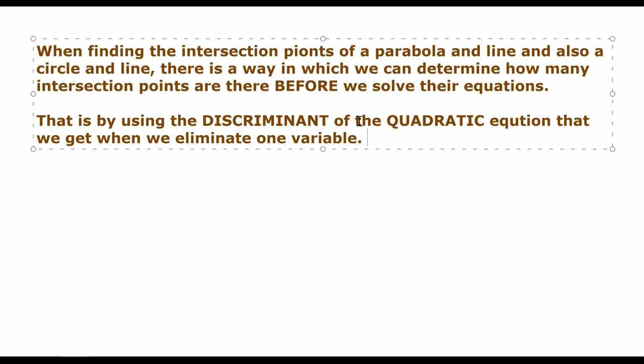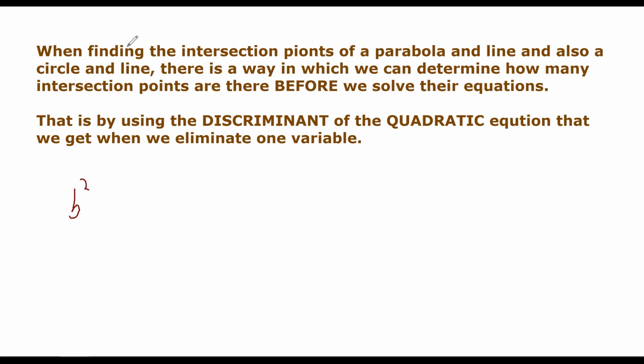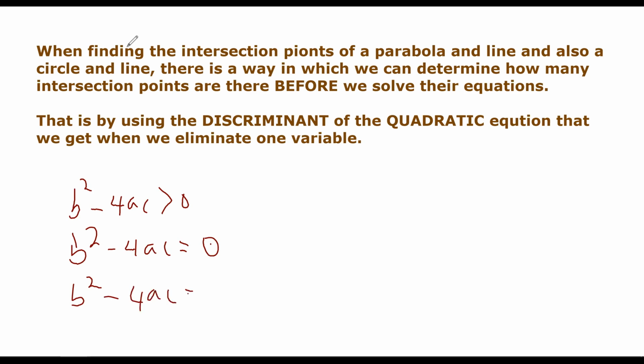And to remind you, I will write again. So the three cases: if b squared minus 4ac is greater than 0, b squared minus 4ac is equal to 0, or b squared minus 4ac is less than 0. So if this happens, this happens, this happens, what can you say? For the first one, 2 intersection points.